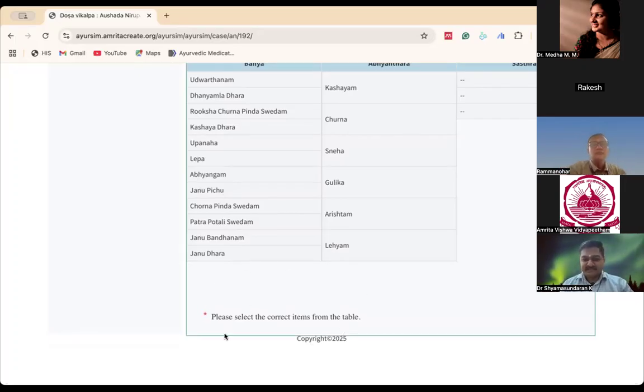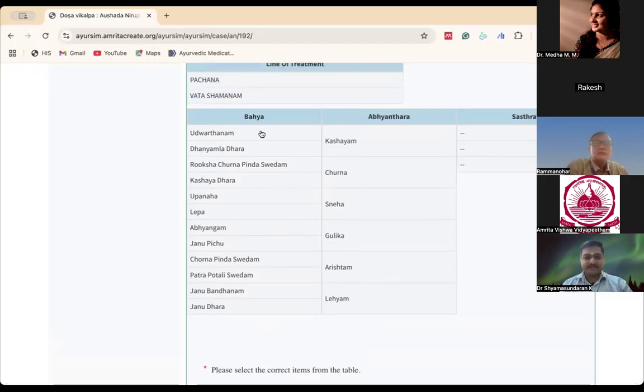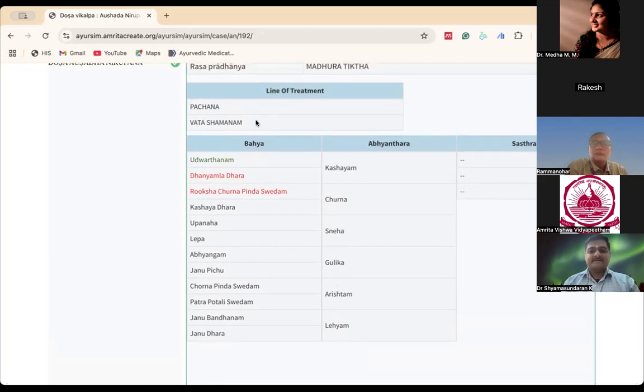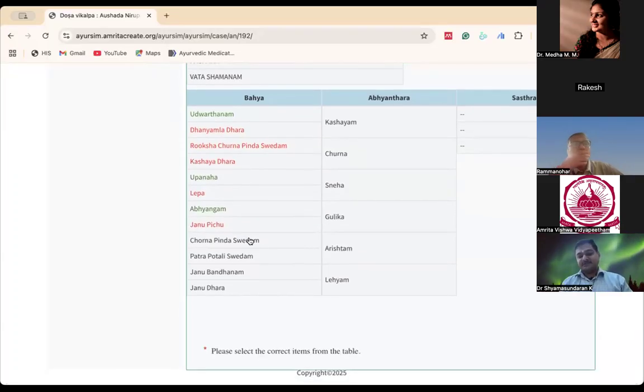So it is mentioned here, please select the correct items from the table. So correct items are to be chosen like this. You have to tick it here. So in this particular disease, if a particular type of treatment works properly, if it is correct, it will give you a green signal, or it will be represented as red. So the student will be able to know or learn that this is the type of treatments which are used in this particular disease. Of course, there may be other methods of doing it, but this is the general protocol that we follow. That is what is represented here.